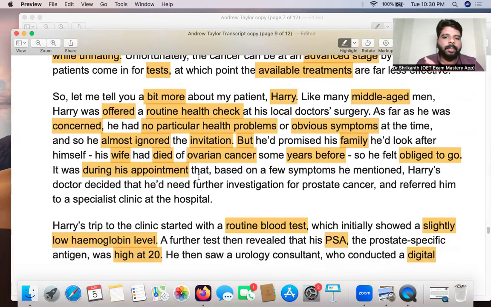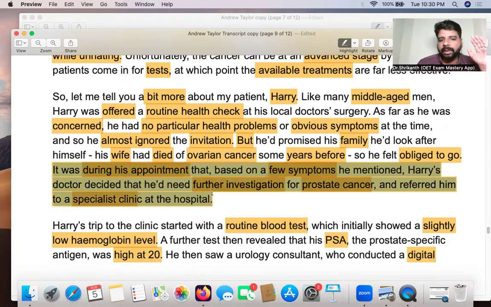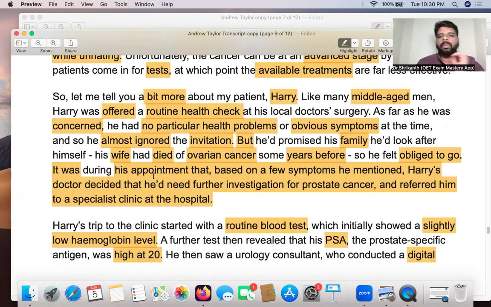It was during his appointment that, based on a few symptoms he mentioned, Harry's doctor decided he needed further investigation for prostate cancer and referred him to a specialist clinic. So this entire information over here is completely useless to us because it is during the appointment. Okay, we don't want what happened during the appointment. We want to know how he reacted before the appointment when he got the offer.